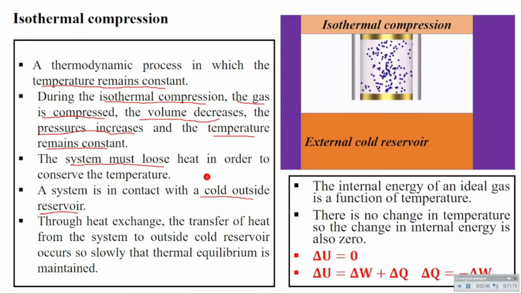Here also, the internal energy is a function of temperature. That means if the temperature remains constant, the change in internal energy is automatically zero. There is no change in temperature because we have an isothermal process. So the change in internal energy is zero. Then here we have 0 equal to dW plus dQ, which means dQ is equal to minus dW. So that was the first sub-question of our question.